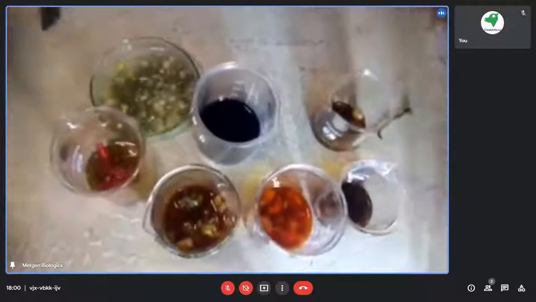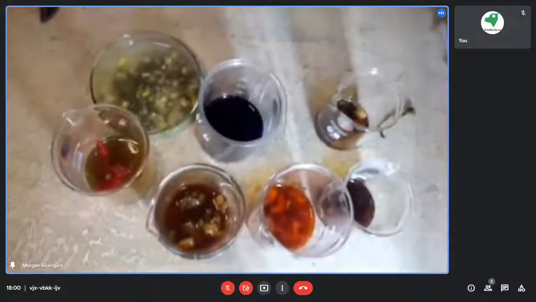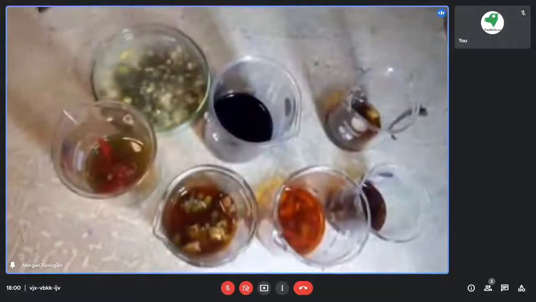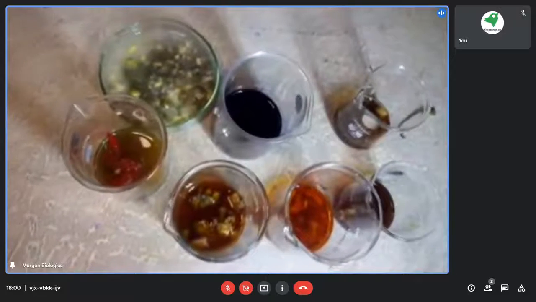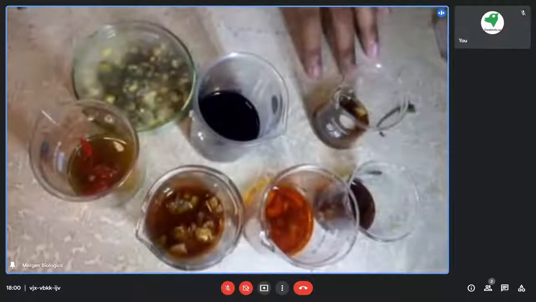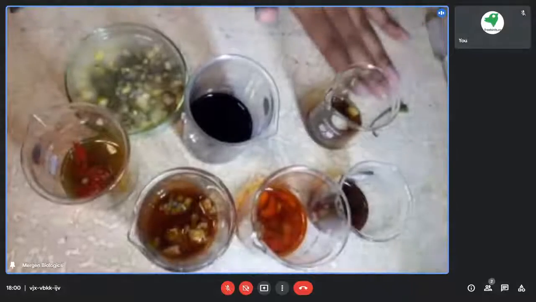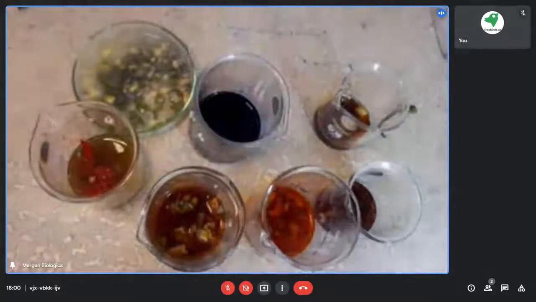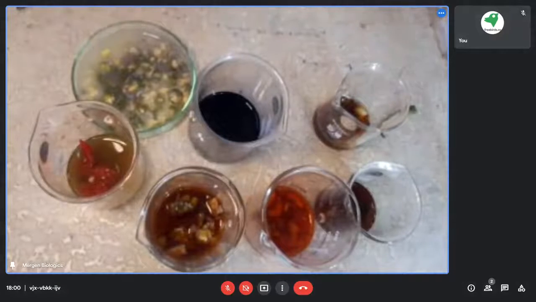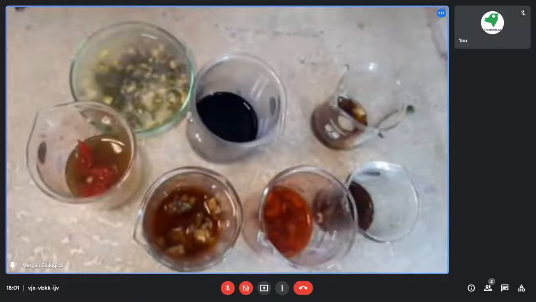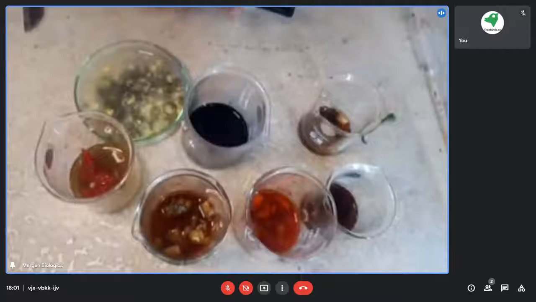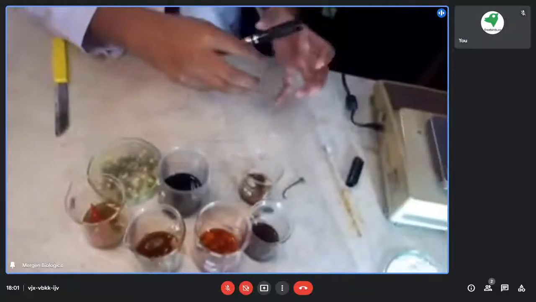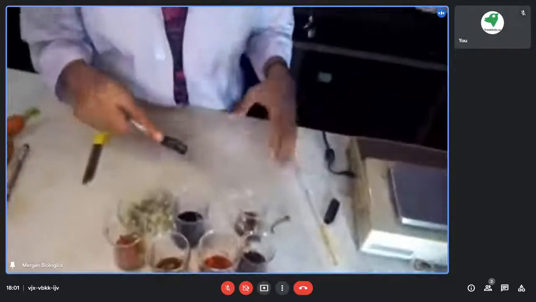Just look at the colors. Why do all the samples have very different colors from each other? The reason is the amount of starch they have. Each sample has starch, but the amount is very different from one another. When iodine and starch react or mix together, they form a very beautiful coloration according to the amount of starch they have in the sample.